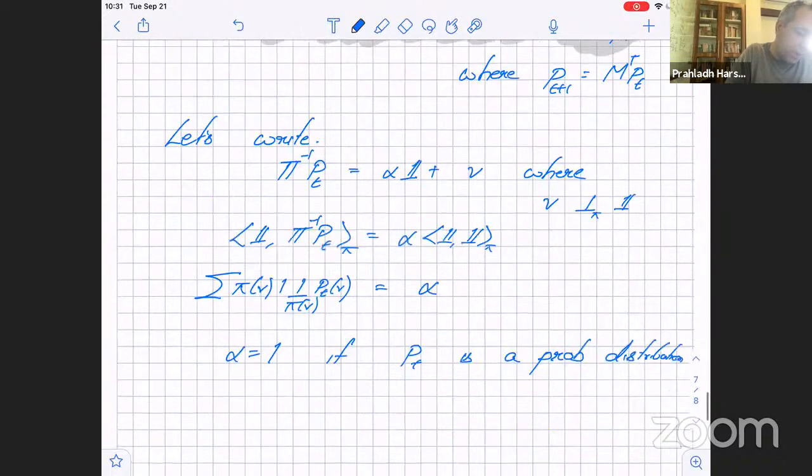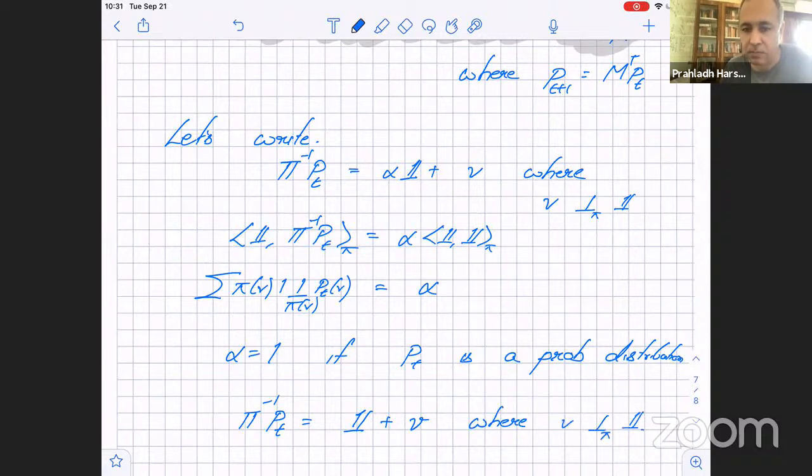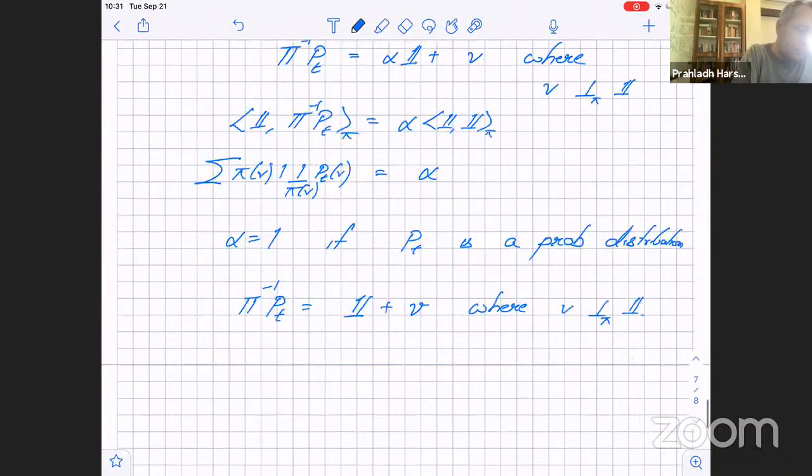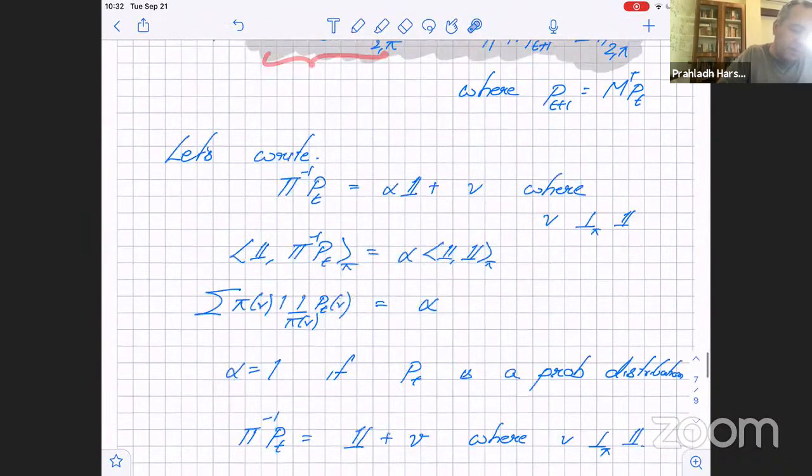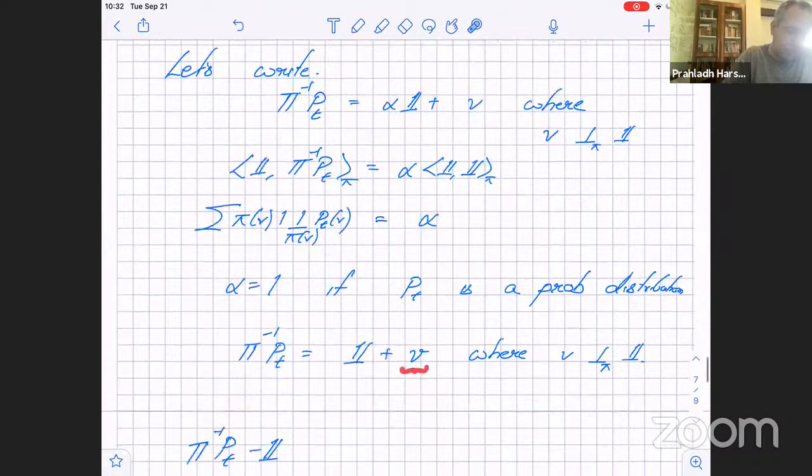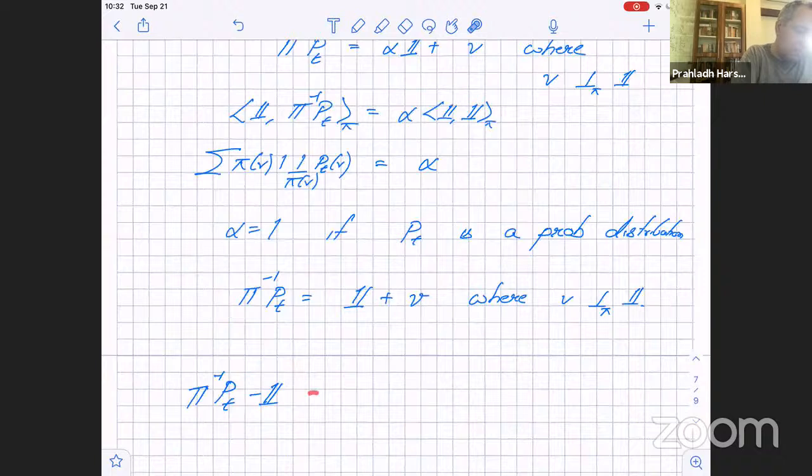All of this I'm stating that therefore π⁻¹p_t is equal to just the all ones vector plus some vector v, where v is orthogonal to the all ones vector. Notice this is a very nice quantity. So what am I looking at? Because we were actually interested in π⁻¹p_t minus 1. This is the quantity which we really cared about. And this is exactly v.